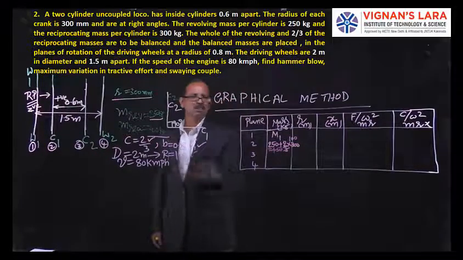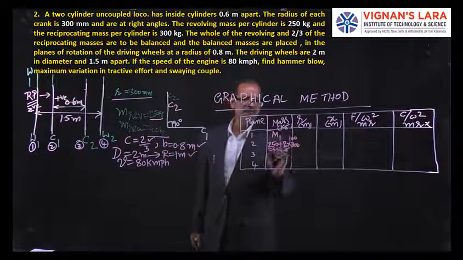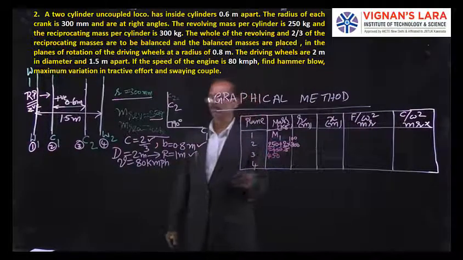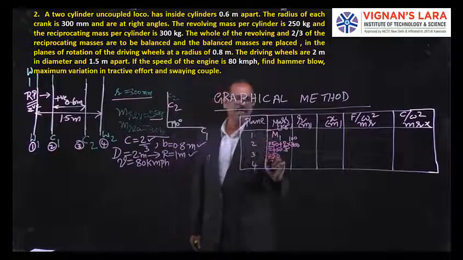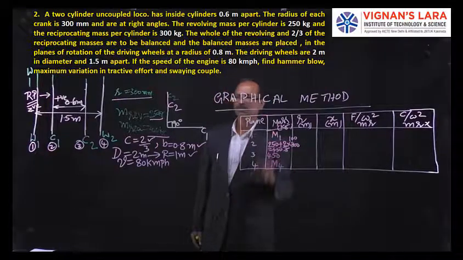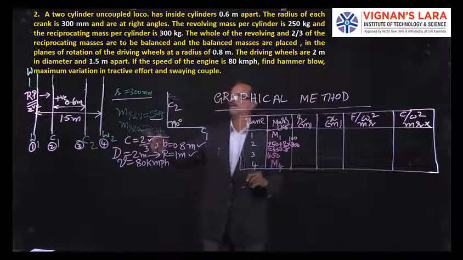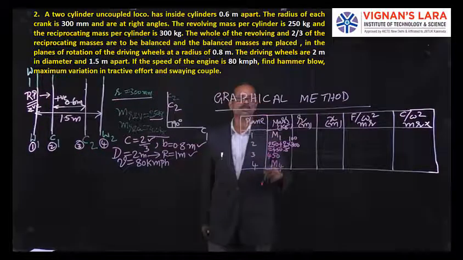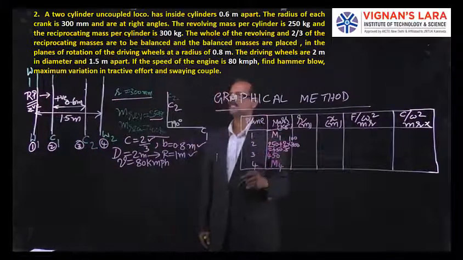Then coming to the third cylinder, also the same, 450. If you write the same, you will get the same. Then coming to the last one, M4. So plane 1, plane 2, plane 3, plane 4. I have named this M1 and this M4.